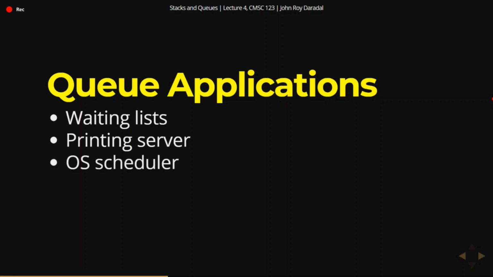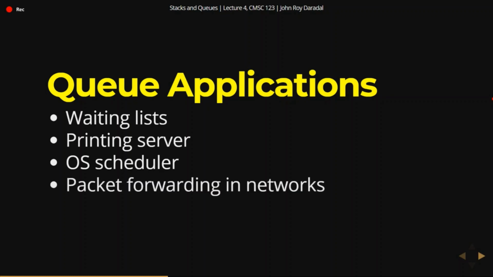Same thing with OS scheduler. So there are some tasks in the operating system that need to be scheduled. So it also uses first come first serve basis. And you also find this in packet forwarding in networks. So you'll probably learn more about the OS scheduler in your ComSci 125, then packet forwarding in networks in your ComSci 137. But all of these applications use queues. Okay, so that is queue, first in, first out.